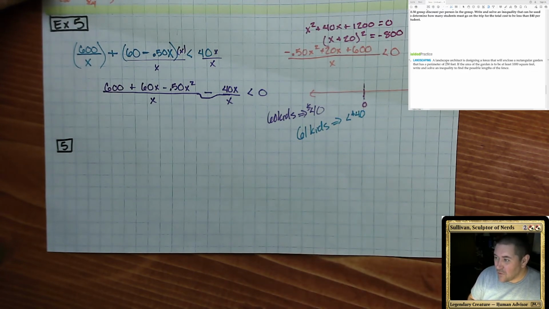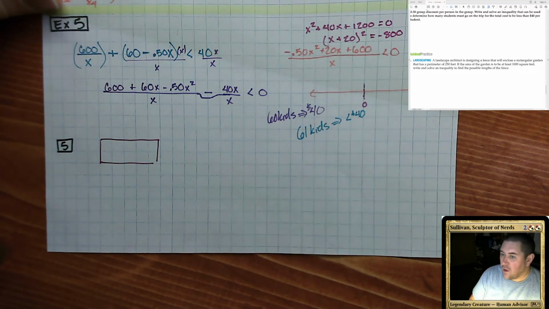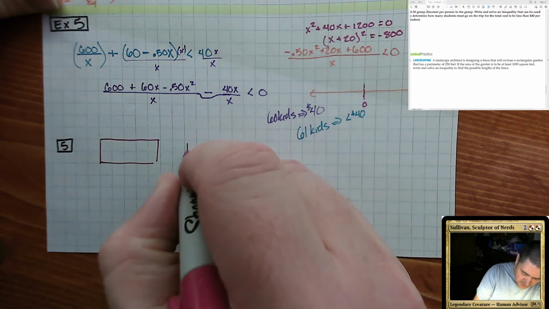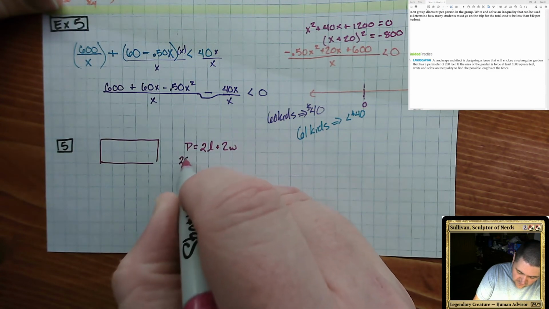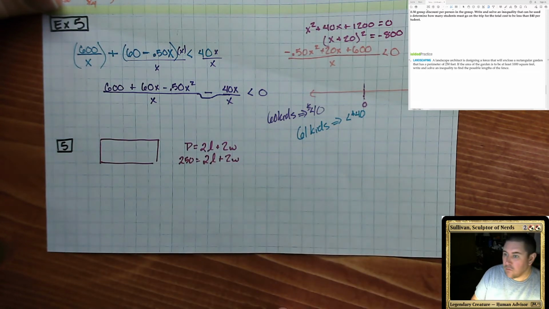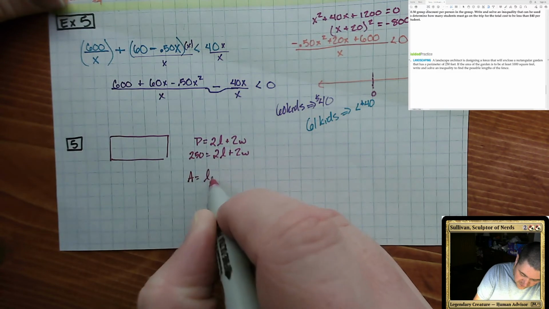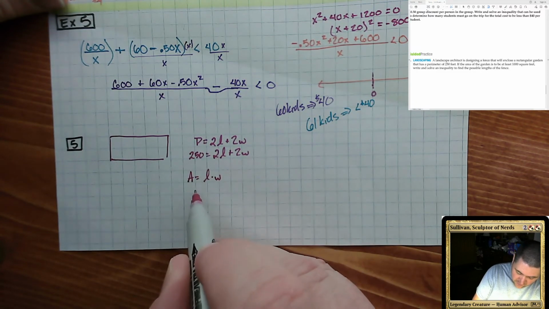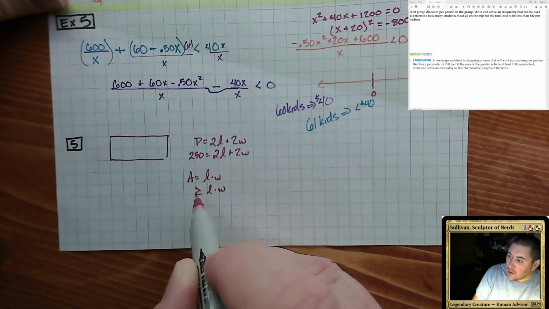Design a fence that's going to enclose a rectangular garden. As soon as I hear rectangular garden, when in doubt, draw it out. Perimeter of 250 feet. I know perimeter is 2 times length plus 2 times width, and that's going to be 250. The area of the garden has to be at least 1,000 square feet. I know area is length times width, and the area needs to be greater than or equal to length times width, 1,000.